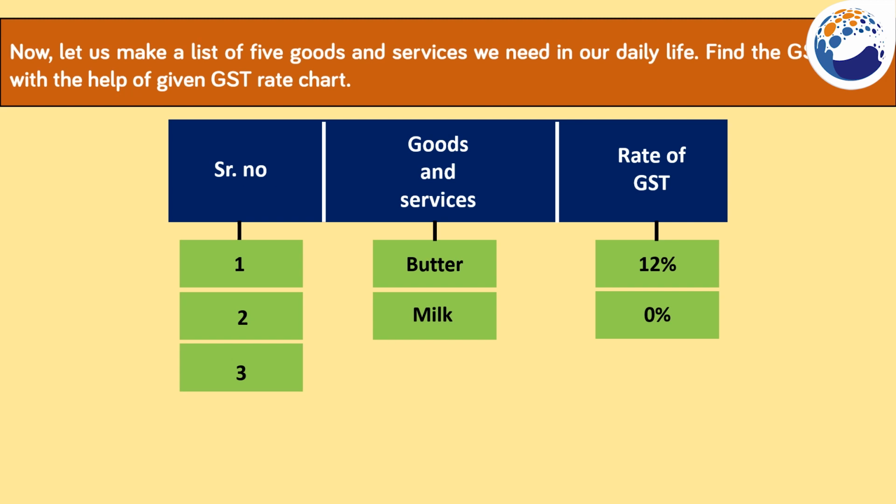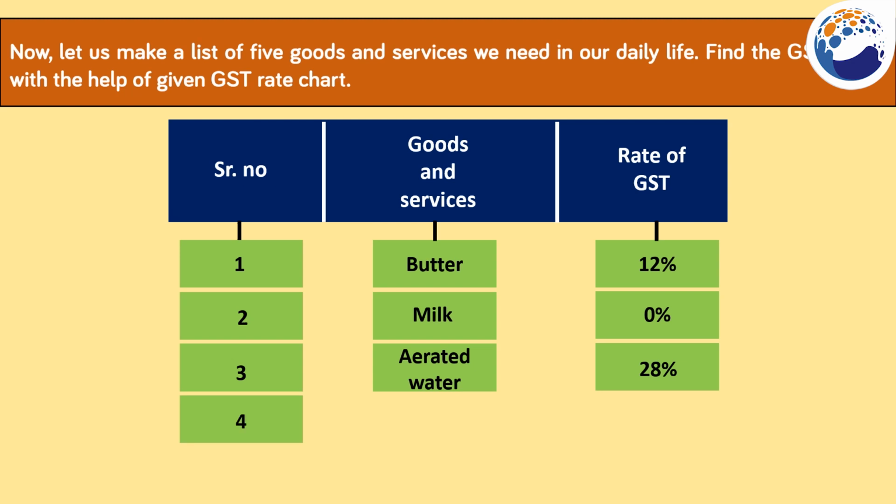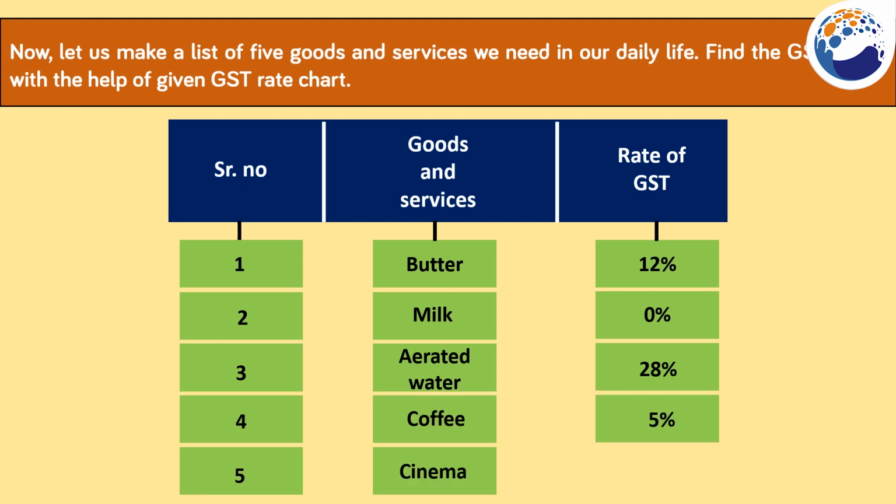3. Aerated water, rate of GST is 28%. 4. Coffee, rate of GST is 5%. 5. Cinema, rate of GST is 18%.